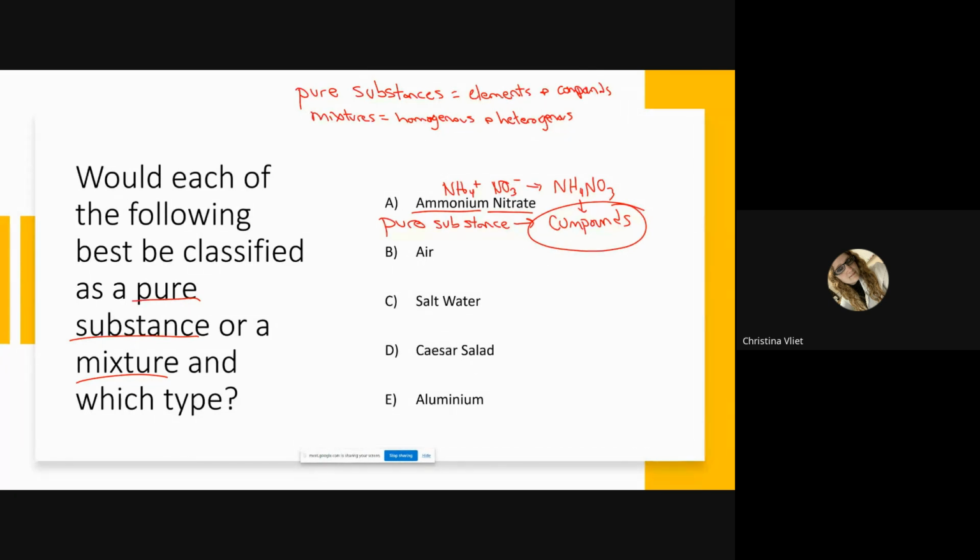All right, air. Some of you already started to work it out. I believe I also mentioned it as an example last class of a mixture. Air has a bunch of gases. They are not fused together.